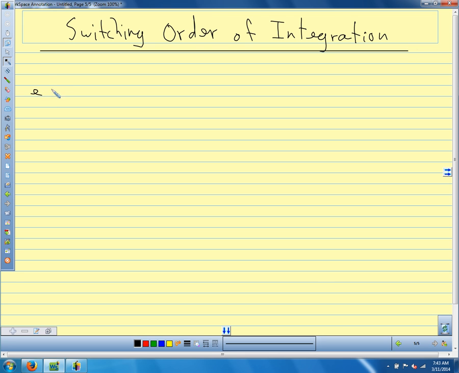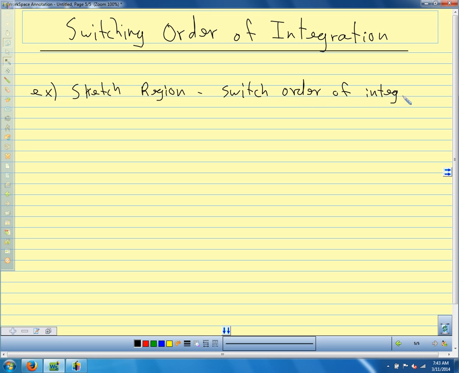All right, so for this particular example, we want to sketch the region and switch the order of integration. So our integral that we're given is the iterated integral, 0 to 9, square root of x to 3, dy dx. So the first thing we want to do is sketch our region. The limits of integration tell us our region.